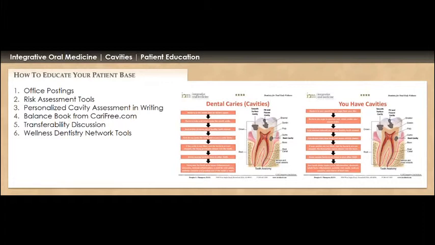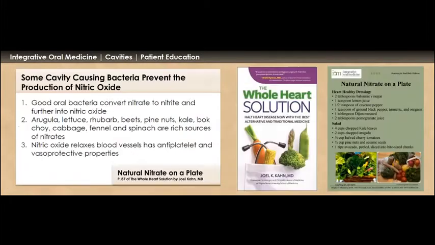And then we're always discussing the transferability factor. Patients are fascinated to learn that this disease is transferable. And again, these tools are available through our network.